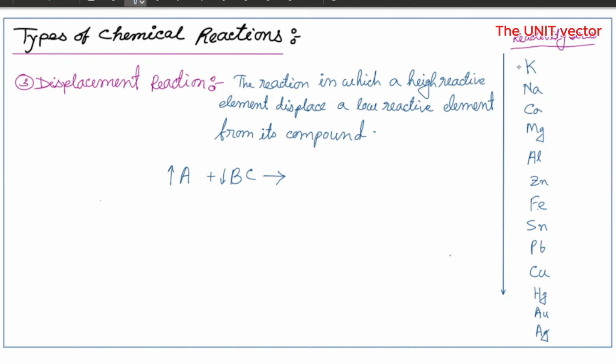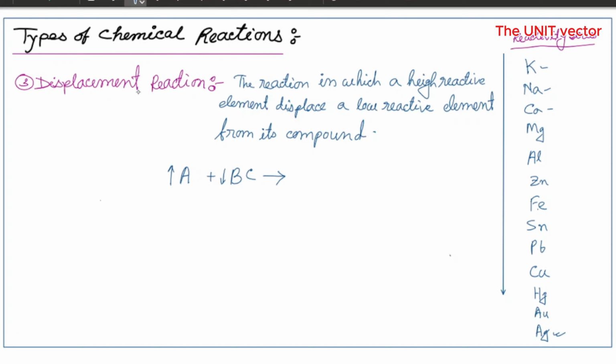So if we see the reactivity series from top to bottom, reactivity of elements decreases. The highly reactive elements are potassium, sodium, calcium. When we go down, the reactivity of the elements decreases. So in the reactivity series, potassium is the most reactive element and gold is the least reactive element.